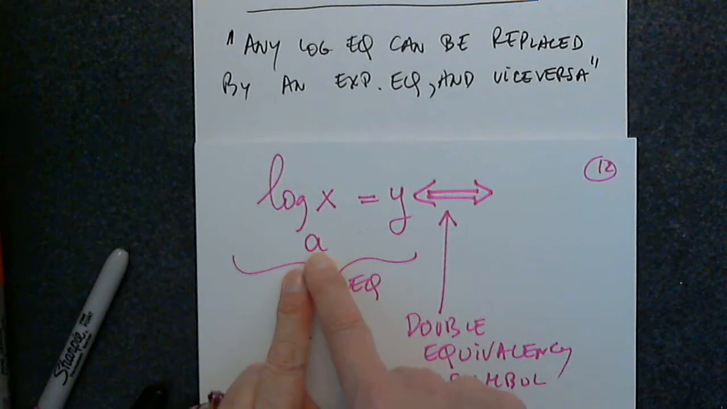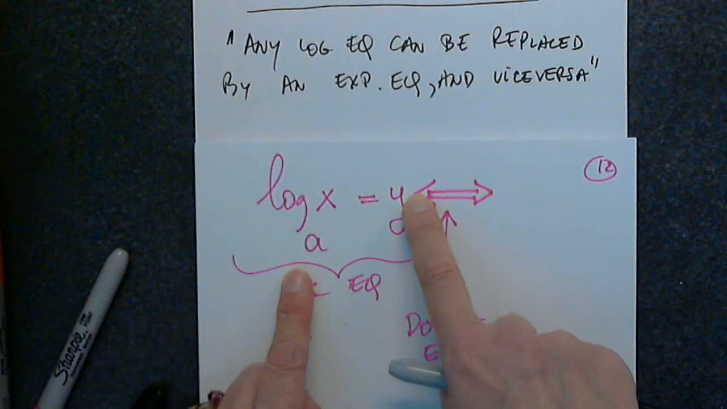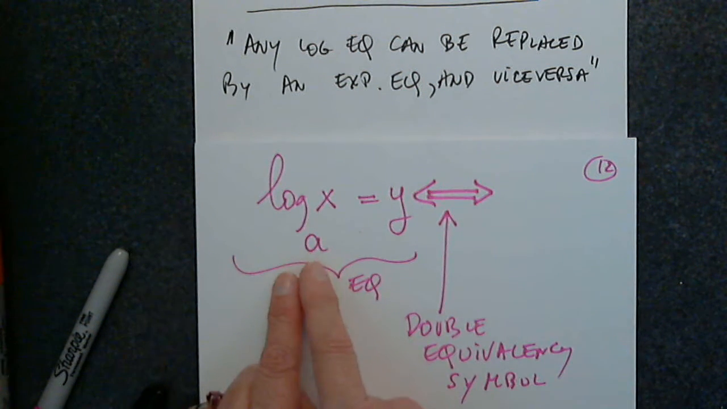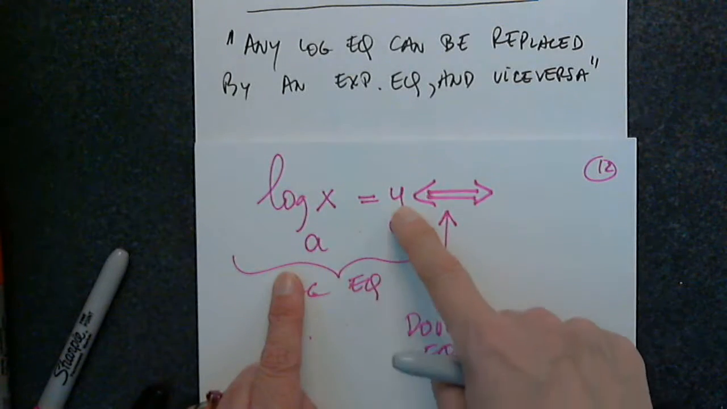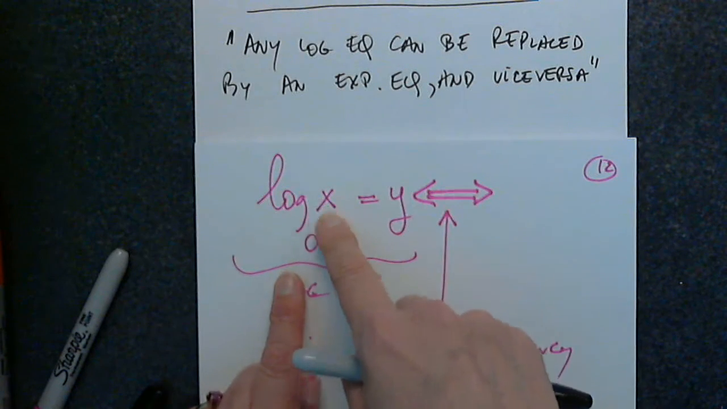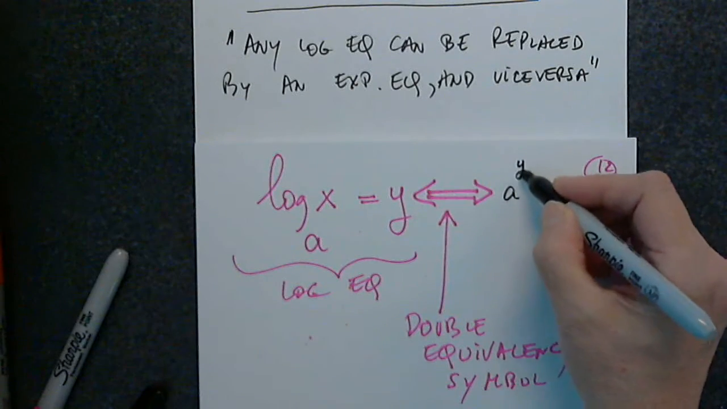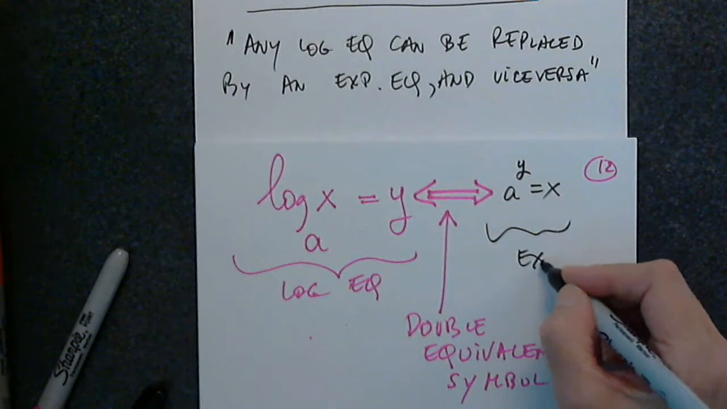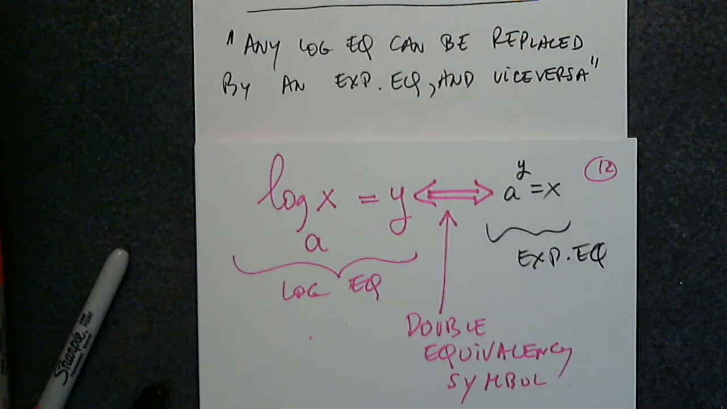The base raised to y equals x. Counterclockwise, starting with the base. The base raised to y equals x. A raised to y equals x. And this is the exponential equation. So if we start with an exponential, I can get a log. If I start with a log, I can get an exponential. So it goes from left to right and from right to left.